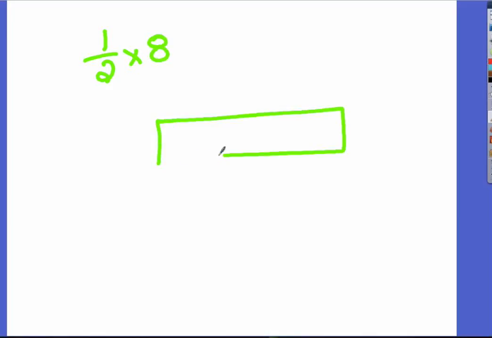If I have the number 1/2 times 8, how can I set that problem up? What do I need to do? Okay, so draw one box. Each of them is 1/2. Would that work? It might work.